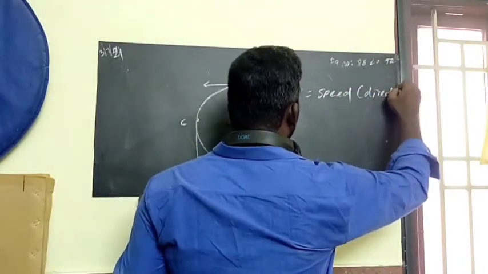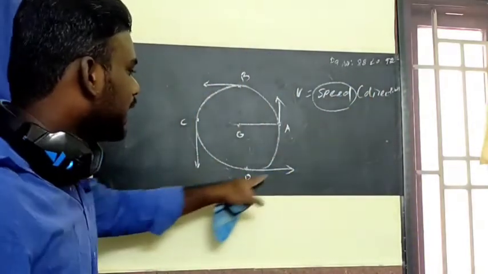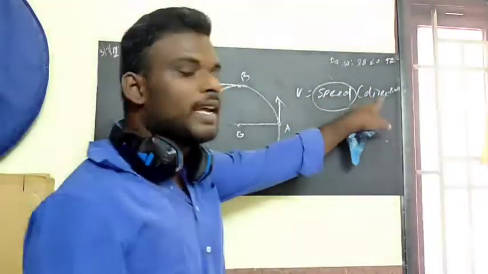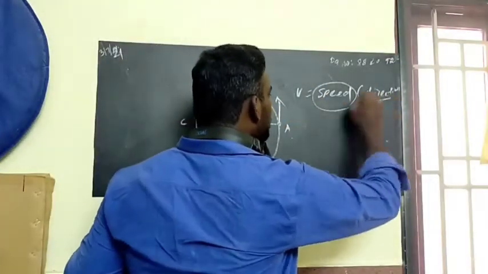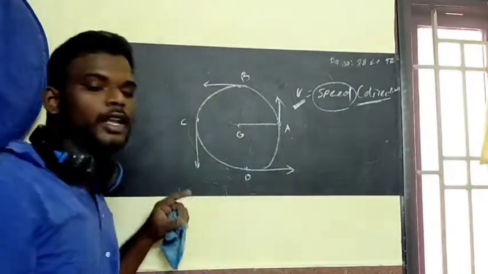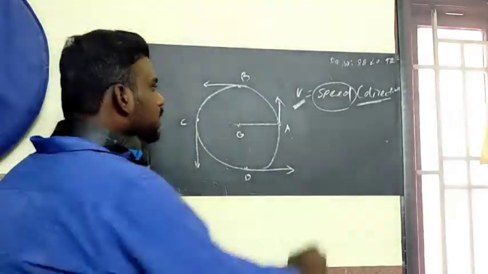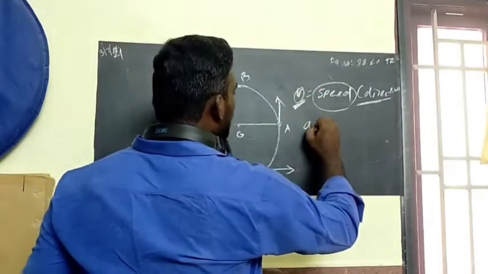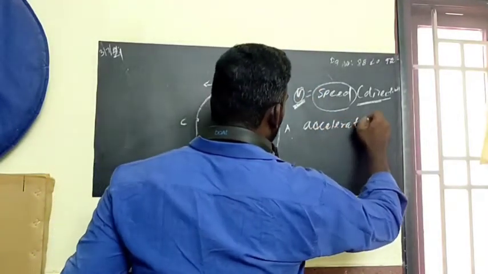So we said that the speed of the particle at any point is the same, whatever the direction, it keeps on changing. So when the directions keep on changing, the velocities also will keep on changing. Is that clear? And we know that the change in velocity is called what? Acceleration. It's called acceleration.